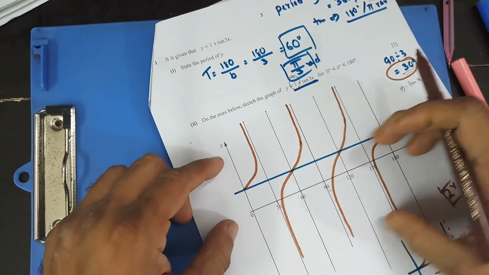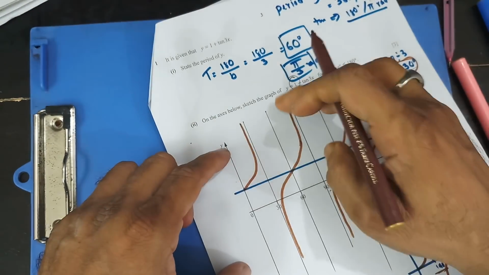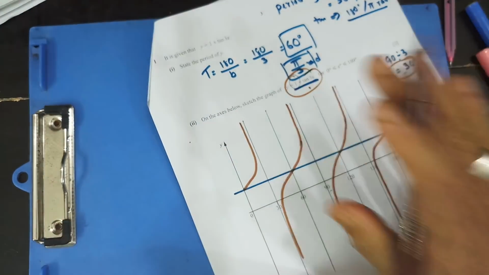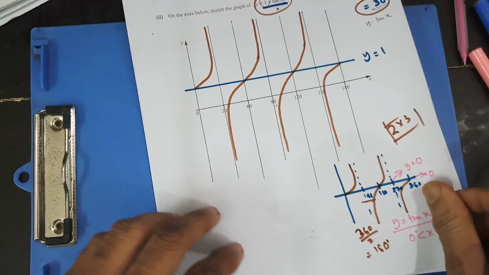Now if you bring this one over here, so 1 complete cycle, 1, 2, 3 cycles, so that's what this one is. Okay, so number 1 is done. I hope you understand that. If you have any question, I have one video on how to draw the tan graph. I hope you can go ahead and check that.